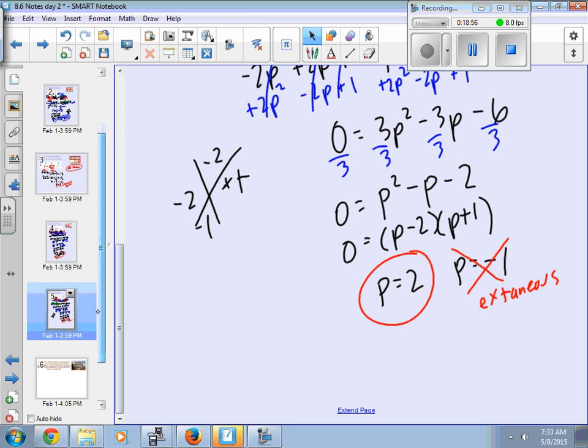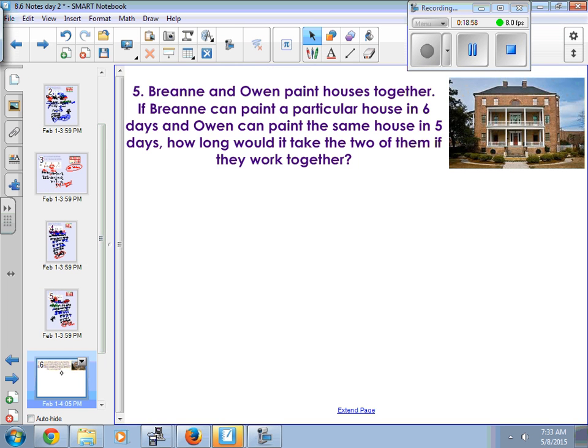All right, last two things we're going to look at here are some word problems. This first one says Brienne and Owen paint houses together. If Brienne can paint a particular house in 6 days and Owen can paint the same house in 5 days, how long would it take them if they worked together? In this problem, it's going to be tough to try to figure out these two by just adding them because they do have different rates that they work at.